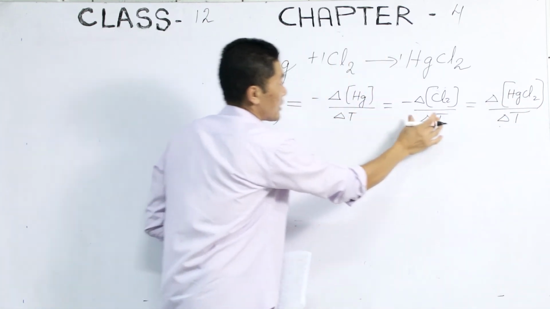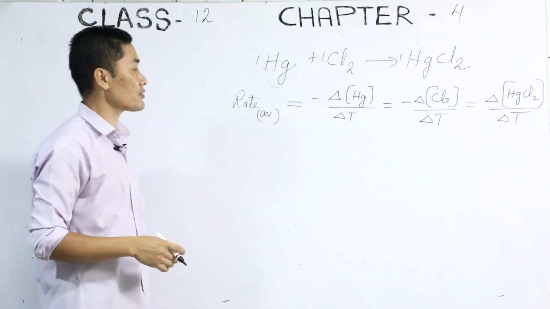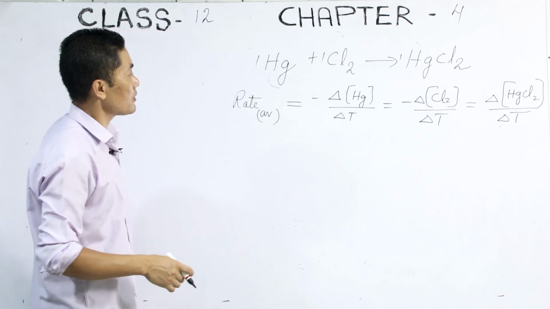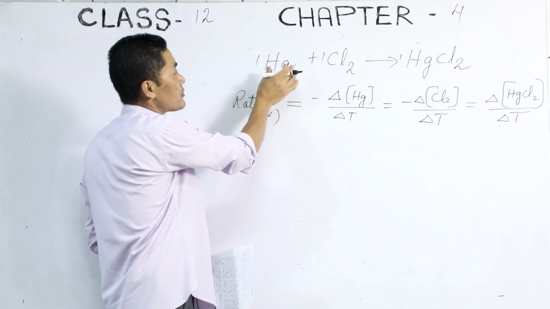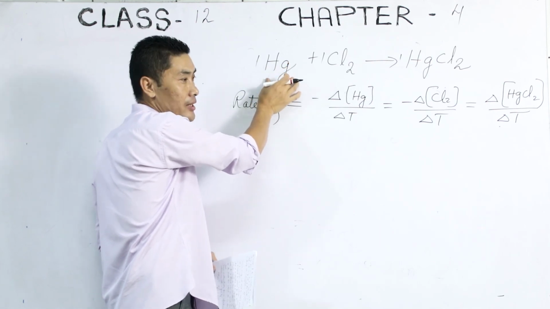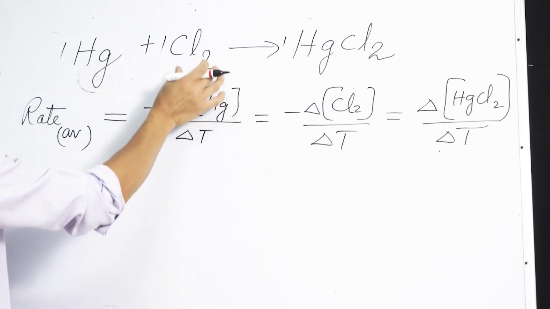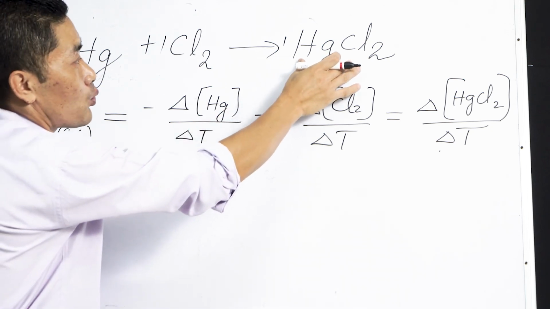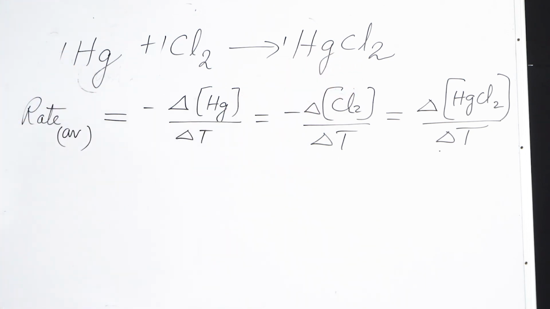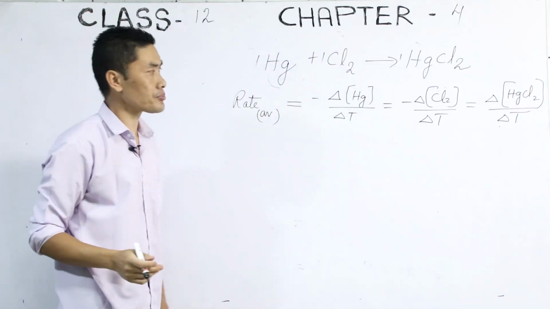Any one of these can be used to calculate the average or instantaneous rate of the reaction. Here, we understand that the rate of disappearance of mercury, or the rate at which mercury is consumed, is equal to the rate at which chlorine is also consumed, and that is also equal to the rate at which the product mercury chloride is formed. So we can just represent the rate of the reaction like this.